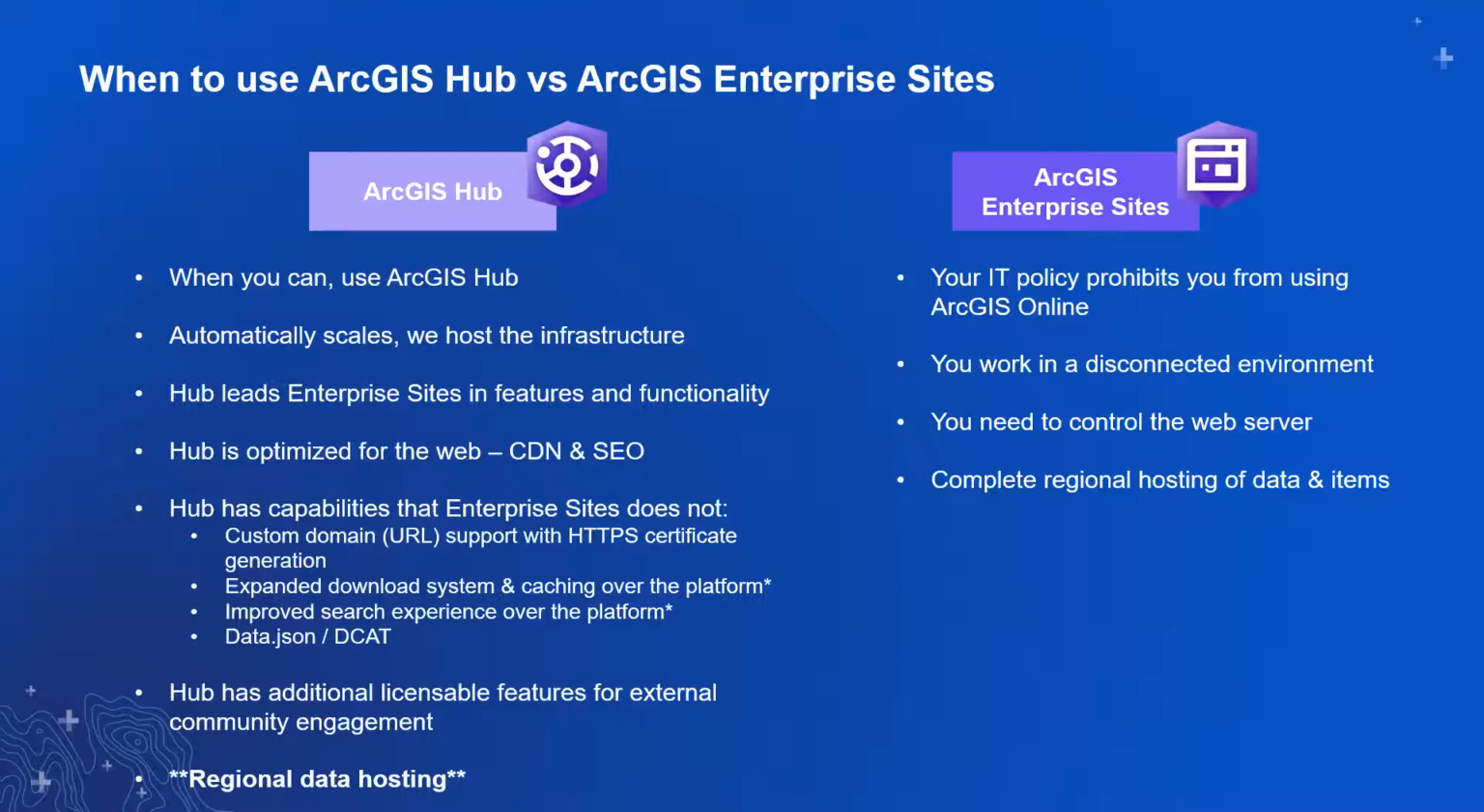Hub is totally optimized for the web. We've learned a lot. I have a slide on this too. We learned a lot about scaling and what happens when you've got a lot of people hitting a hub all at once, and how to make that work. And we've got some great case studies on that. Hub does have things that enterprise sites don't. A lot of it has to do with custom domain support. I'm not going to go into all this stuff. It's a lot of IT-specific capabilities, things you'd want to control more, so you would spin that up on an enterprise site.